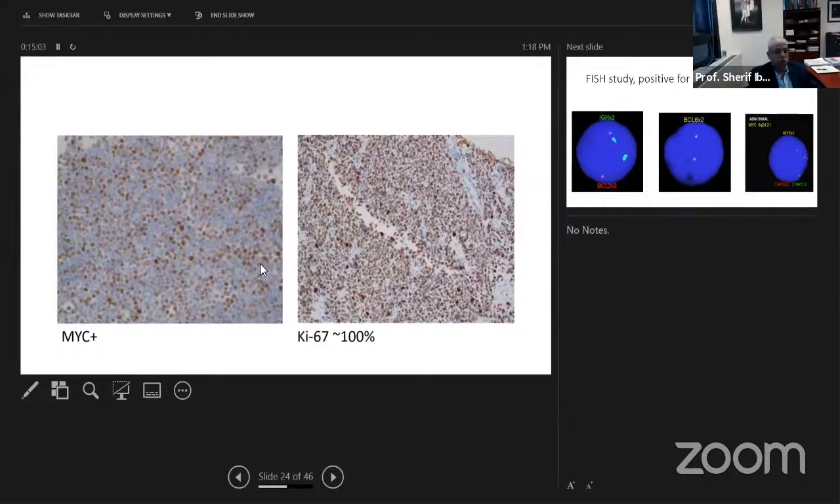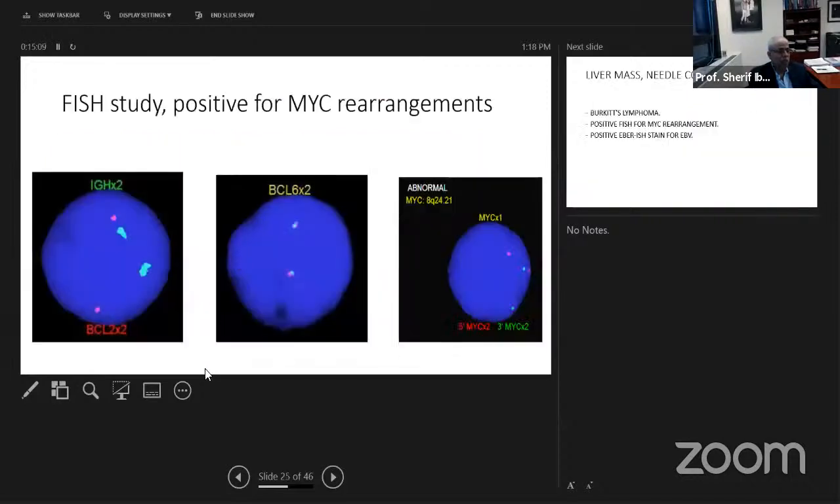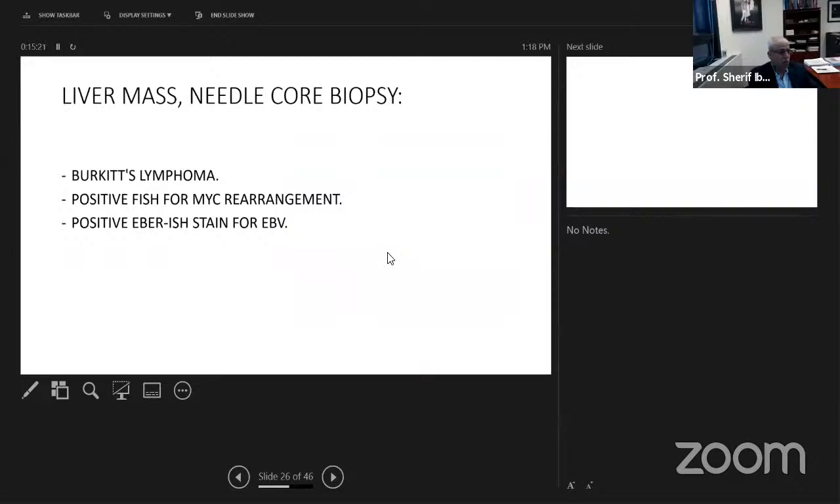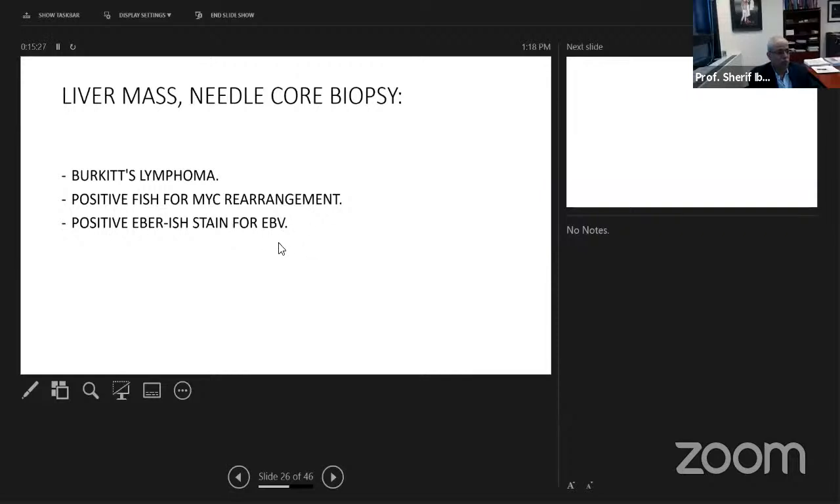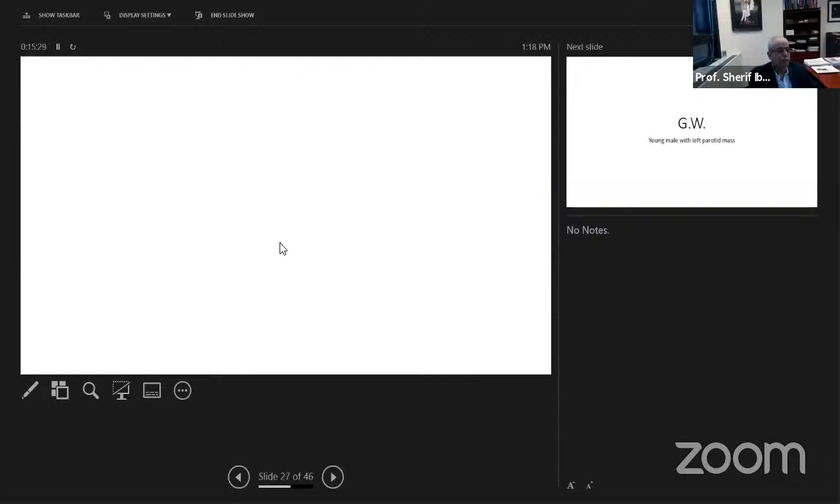This combination together is very good for Burkitt's lymphoma. So we ran a FISH, and the FISH confirmed normal IGH, normal BCL2, normal BCL6, and MYC rearranged. So putting that together, we're comfortable 100% that this is a classic Burkitt lymphoma, positive for MYC rearrangement, but also we did EBER stain, and EBV turned out to be positive also.